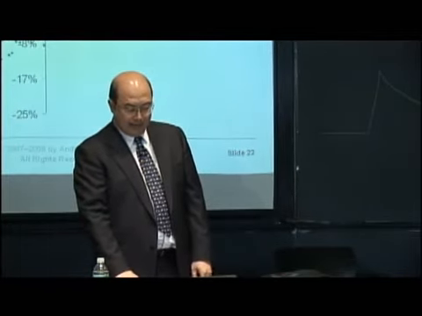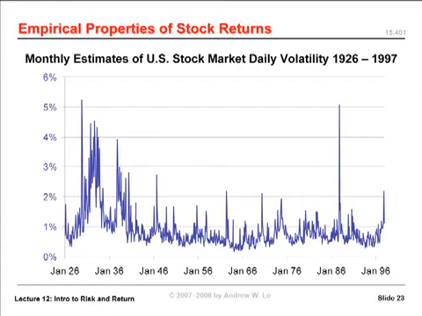Okay. Now, let me talk about volatility. These are monthly estimates of US stock market daily volatility from 1926 to 1997. So every month, I've got 20 or 21 days. I'm going to take the daily returns and calculate the standard deviation for those daily returns, and I plot it, and it looks like this. Now, these are monthly, so if you want to annualize it, you have to multiply it by the square root of 12 to get the annualized volatility.